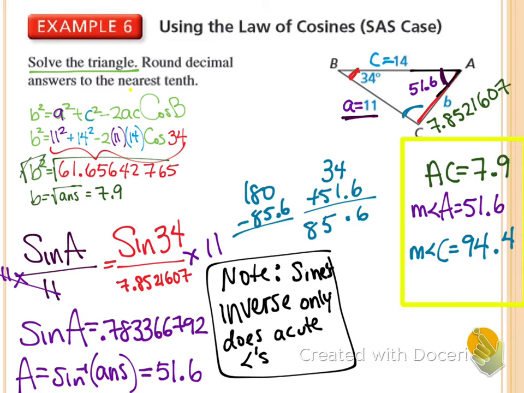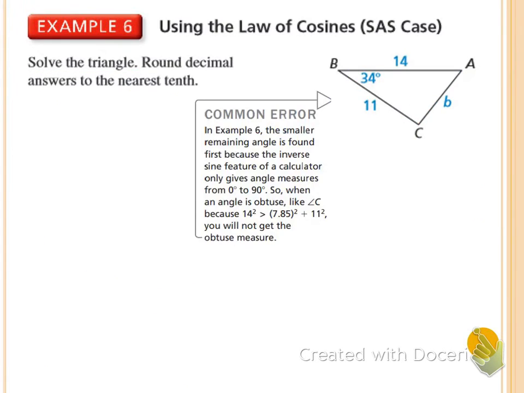So we'd get 94.4. Again, make sure you read that special note. Here's how it reads in your textbook. In example 6, the smaller remaining angle is found first because the inverse sine feature of a calculator only gives angle measures from 0 to 90.